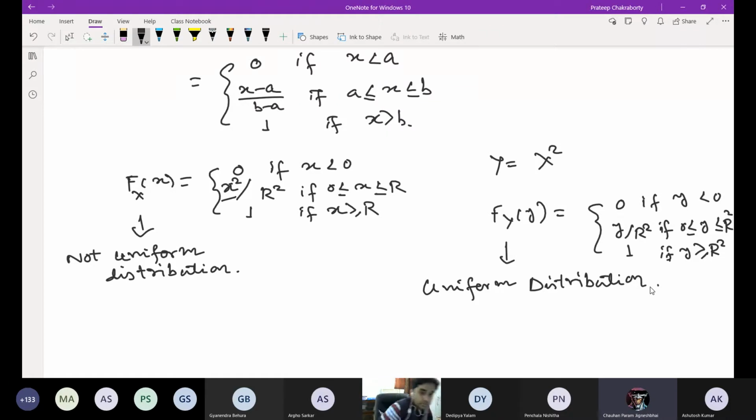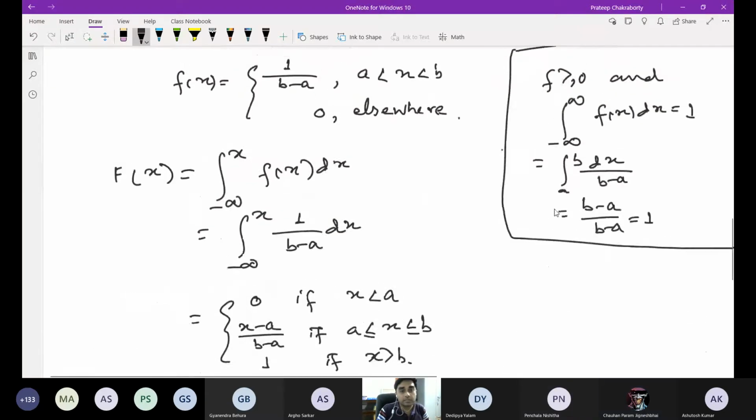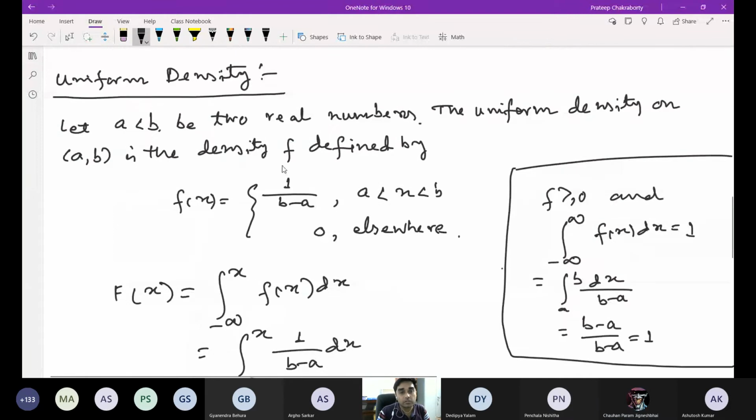Sir, can you repeat the definition again? Which one? Of uniform distribution. Shall I repeat the definition? Yes, sir. So this is the definition.